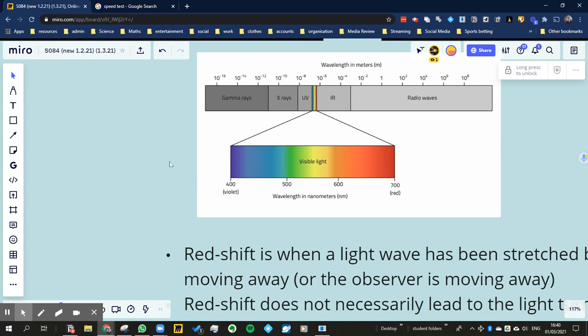We did a video about cones and rods earlier on, about how the eye works, but for now we just think color means wavelength. And that visible part, the blue, green, yellow, orange, red, and so on, is just a tiny part of the electromagnetic spectrum.